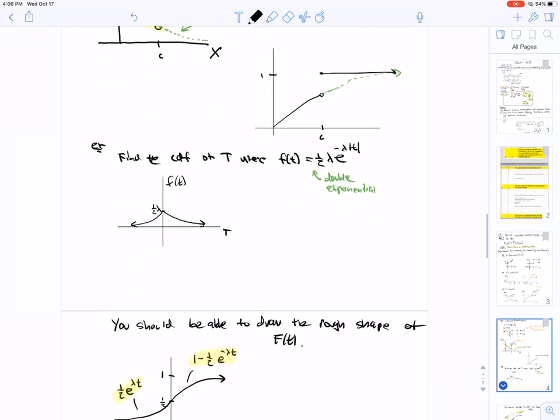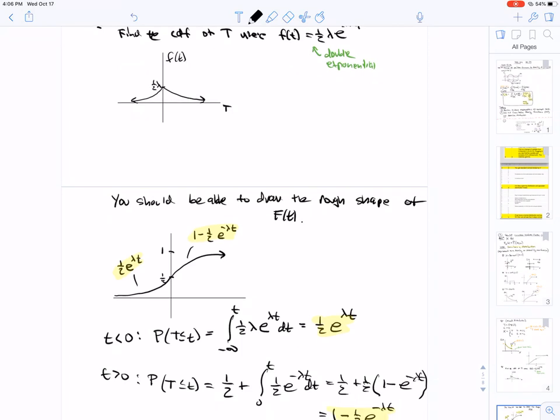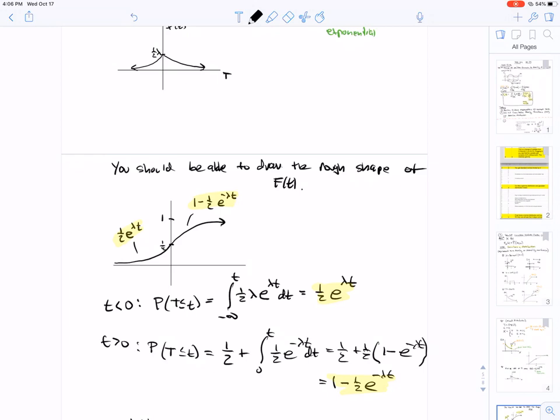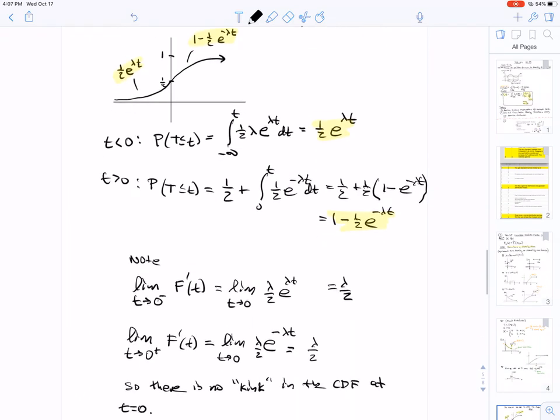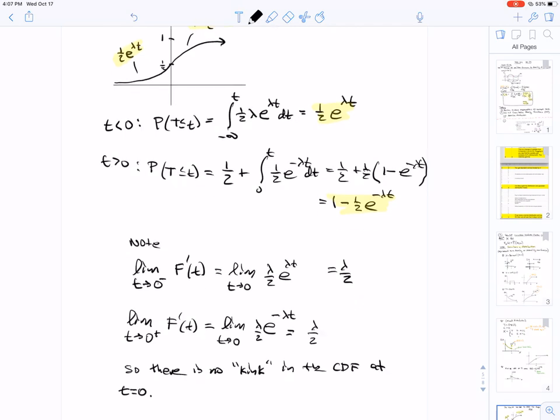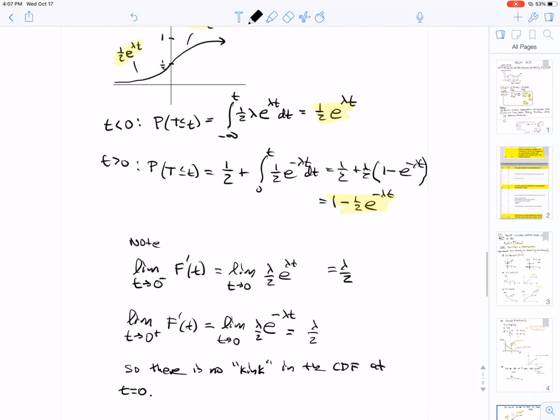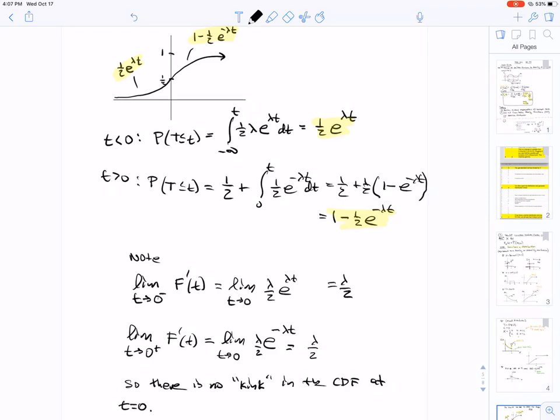Then I asked you to find the CDF of T, which has the density 1/2 lambda e to the minus lambda absolute value of t. This is called a double exponential. Its graph is basically a two-sided exponential, and you should be able to draw the rough shape of it. Then finding what these parts are, you could do this with calculus, for example. Just take a look at what I've done here. One student asked about there being a kink in it, and so I show that the slope of the CDF is lambda over 2 from the left, and it's lambda over 2 from the right, so there is no kink.